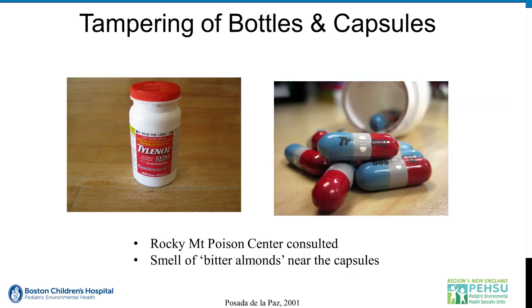So it turns out that these capsules were contaminated with cyanide, and some of the first responders also smelled that bitter almond smell that's characteristic, but not always diagnostic of a death due to cyanide poisoning. But these were all, as it turned out, poisonings from potassium cyanide.